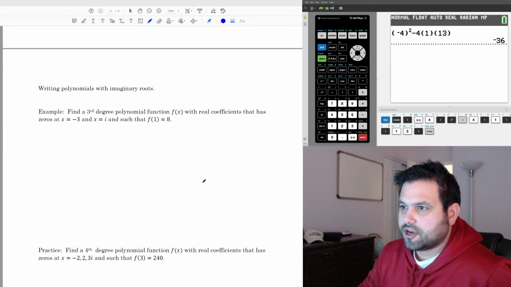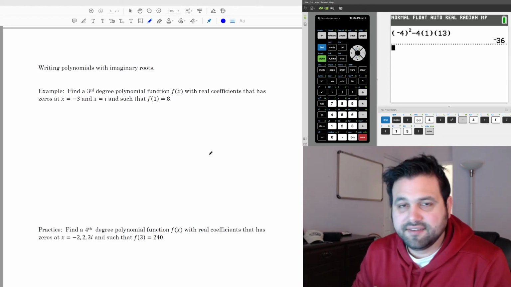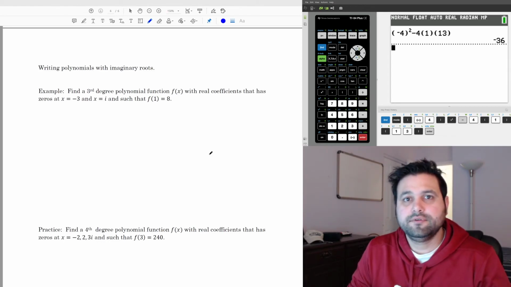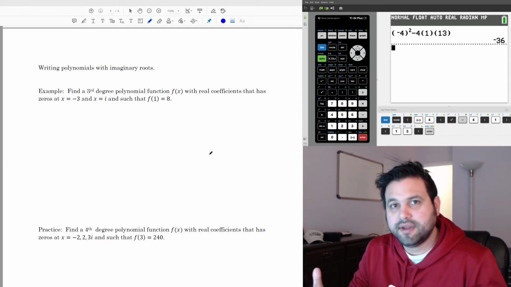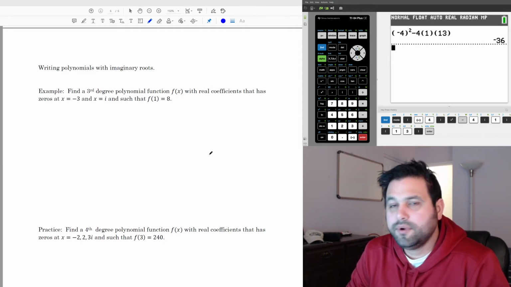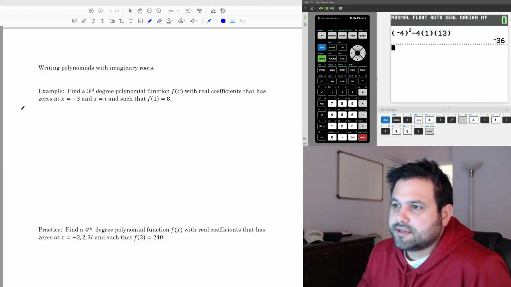So now what we're going to talk about is going in the opposite direction. Suppose we're given the imaginary roots, or any root for that matter, which we've already done, but now we're adding the imaginary roots, and we want to write a polynomial from that. So let's take a look at these examples.